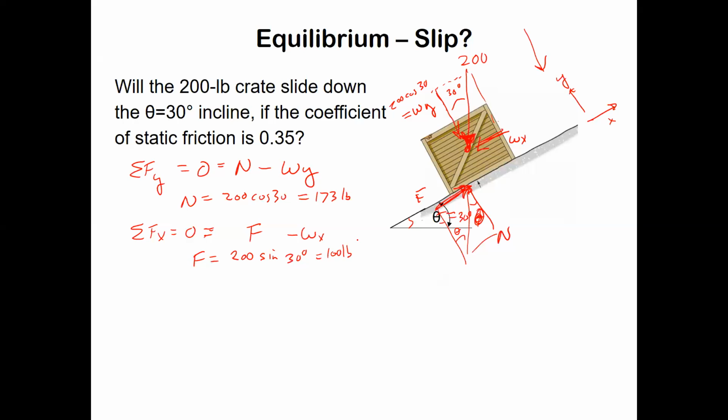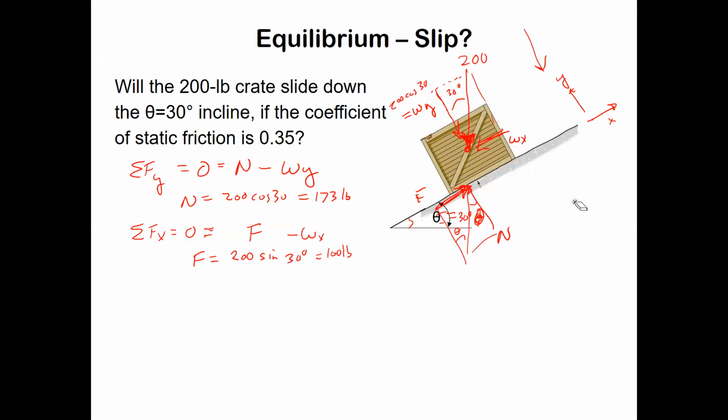The normal force is keeping F from pushing the box this way, right? If the normal force wasn't there, the box would go like that. If F wasn't there, the box would go like that. So all we've done is figure out these. This is if the box is not moving, this is what the forces have to be, right?